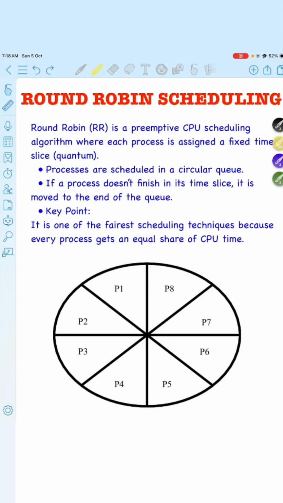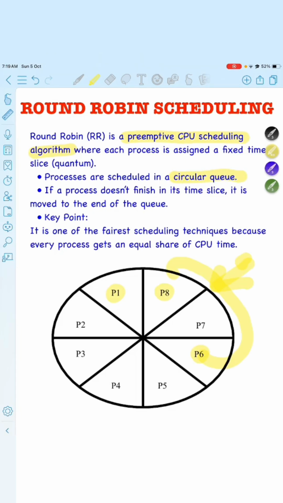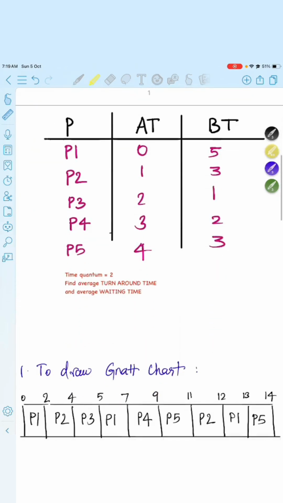Round robin scheduling is a preemptive CPU scheduling algorithm where each process is assigned a fixed time quantum. Processes are scheduled in a circular queue. The key point of this scheduling is that it is one of the fairest scheduling techniques because every process gets an equal share of CPU time. Now let's see an example.